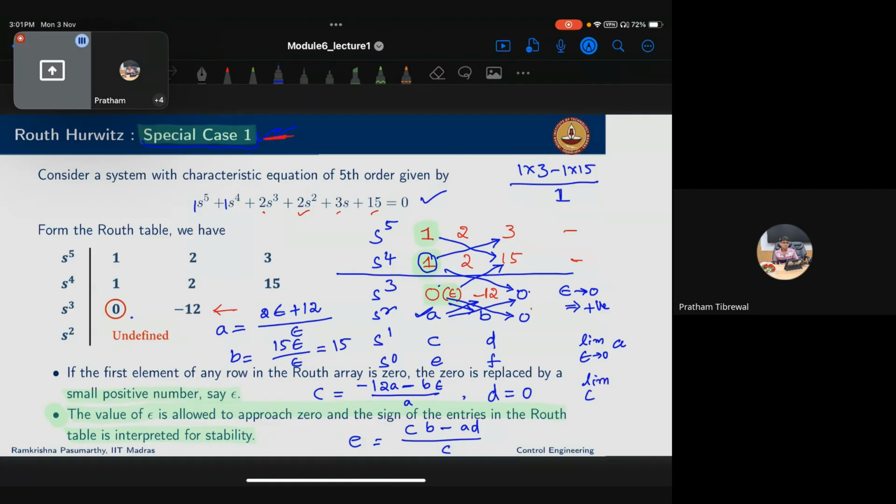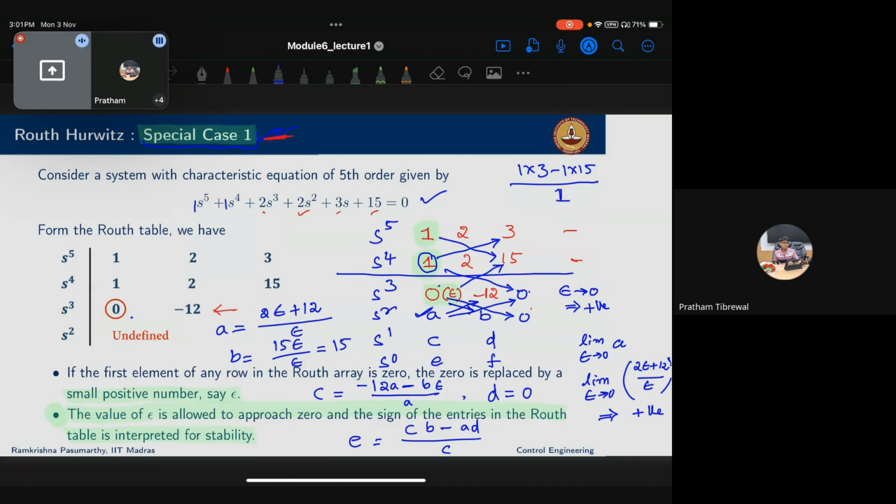So limit epsilon tending to 0. What is the A expression? 2 epsilon plus 12 by epsilon. Am I correct? Yes. So what is this limiting going to be, positive or negative? It will be positive value. Yes or no? It's 2 plus positive. So we will just check only whether that limiting is positive or negative only. We don't require the value.